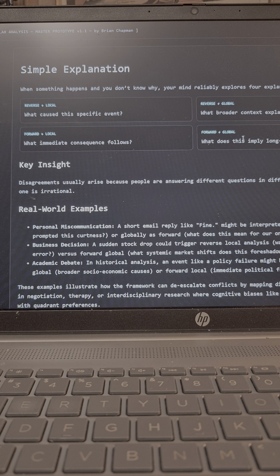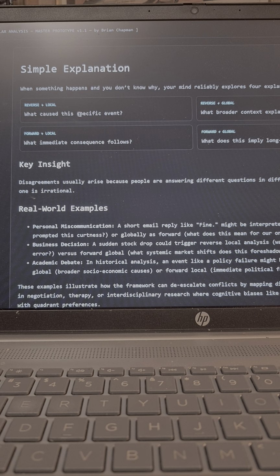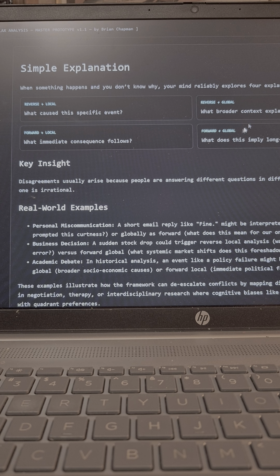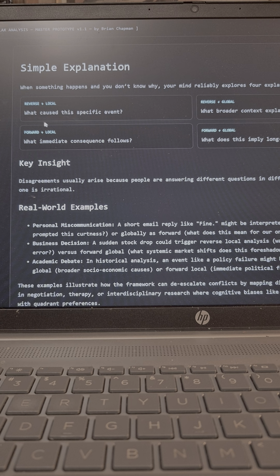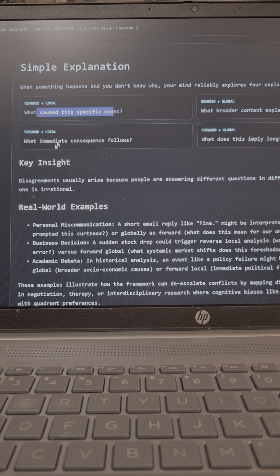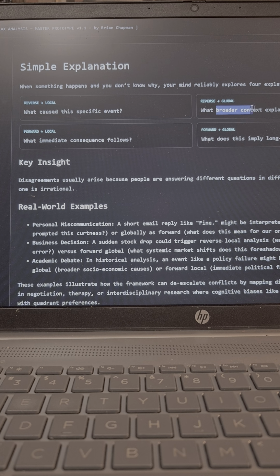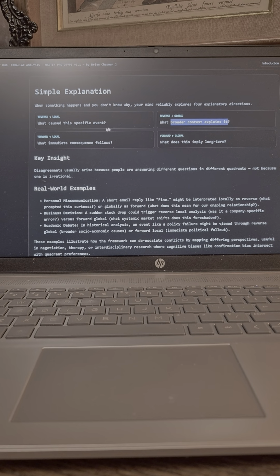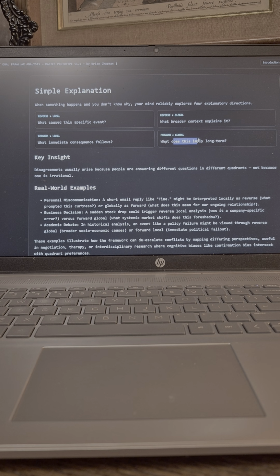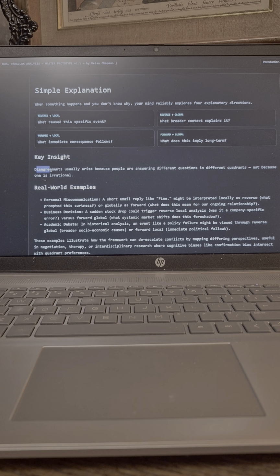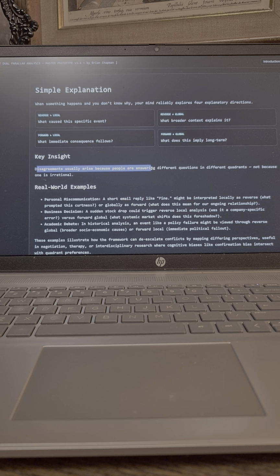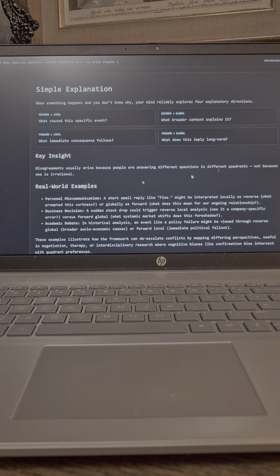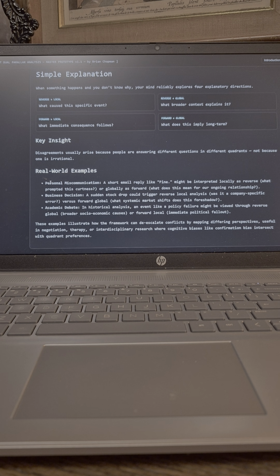But we have a simple slide here, and the simple slide just asks, when something happens and you don't know why, your mind reliably explores 4 explanatory directions. What caused this event? What broader context explains it? What immediate consequence follows it? And what does it imply long term? Our key insight: disagreements usually arise because people are answering different questions in different quadrants, not because one is irrational.